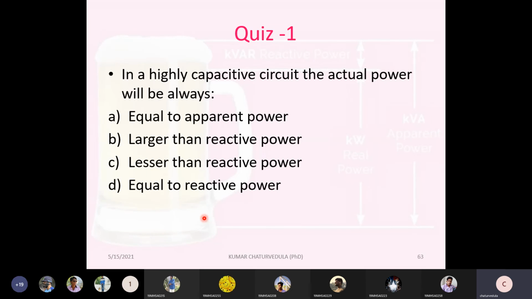Any answer, any message? Okay, so it will always be lesser than the reactive power. You know the Ferranti effect you have studied, when the circuit is highly capacitive. The receiving end voltage is much greater than the sending end voltage. So that means the actual power starts getting decreased.